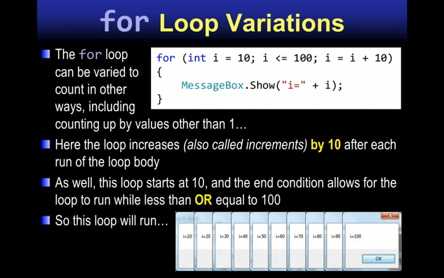But notice what it changes by. I equals I plus 10. So this thing would count by tens, not by ones. So if I ran this code with the message box, it would do this. It would go 10, 20, 30, 40, 50, all the way up to 100, counting by tens, okay? So that's one variation on the for loop, is because it's good for counting, you can just play with the math a little bit and have it count in different values.